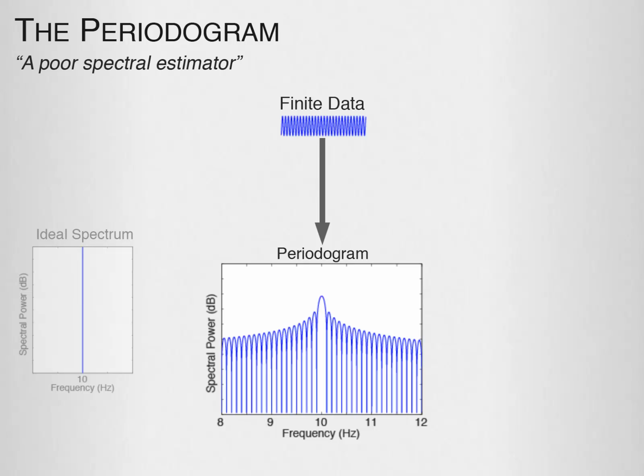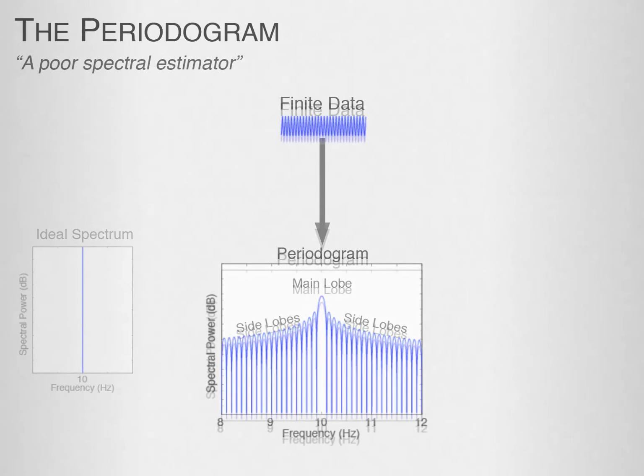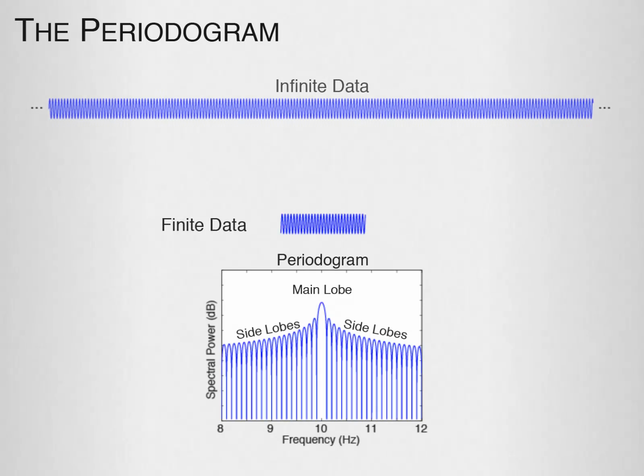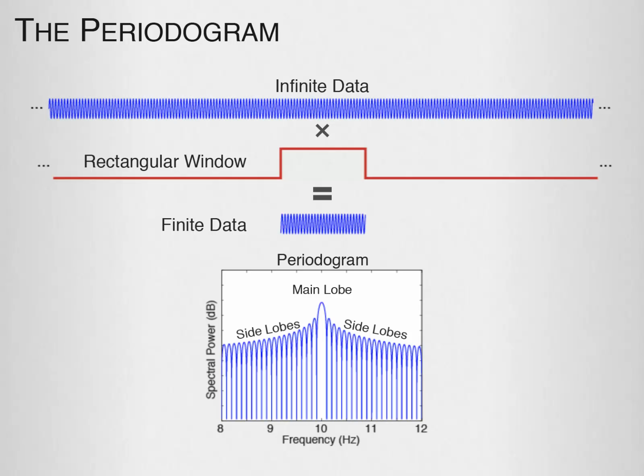Instead of a perfect vertical peak, we get one big rounded peak in the center called the main lobe, and then this ringing that spreads off to infinity on either side of it, creating side lobes. The reason this occurs is because we can think of finite data as infinite data multiplied by a rectangular window where the signal value is 0 at every time except where we actually observe the data.